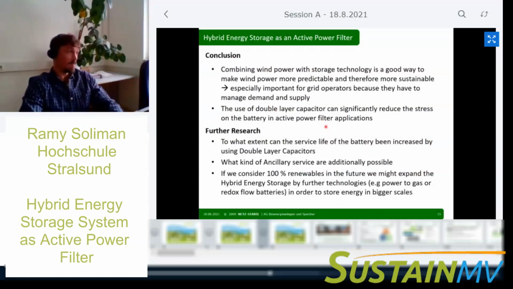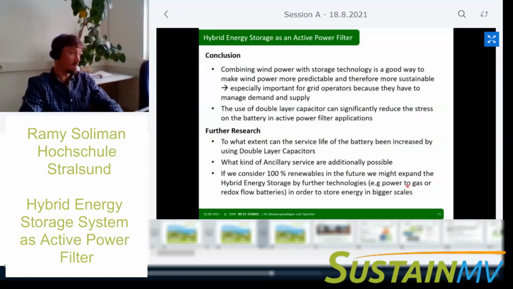Further research is to what extent the service life of the battery can actually be increased by using a double-layer capacitor. This is not easy to answer because it's highly dependent on the individual power output of a given grid connection point. So maybe in other applications, it's not needed to use a hybrid system like this. Maybe it's just a battery.